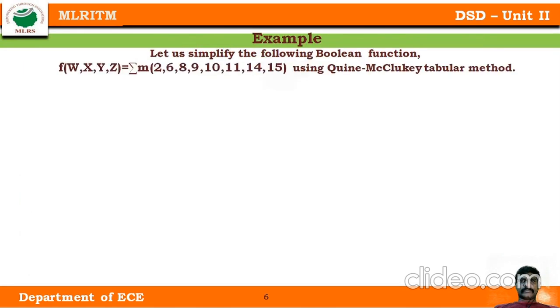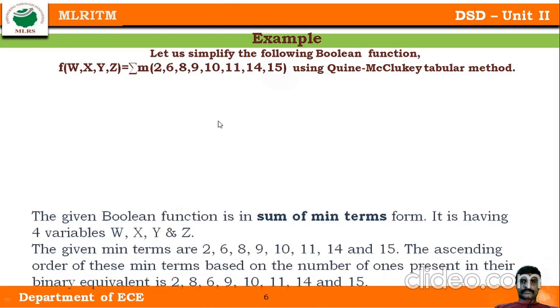Yeah, let's take a simplified Boolean function like f is a function of w, x, y, z and it is a summation of 2, 6, 8, 9, 10, 11, 14 and 15. So I want to simplify using a table because even though it is a 4 variable, it can easily be determined using a K-map. But for better understanding, let's do this in a tabular method.